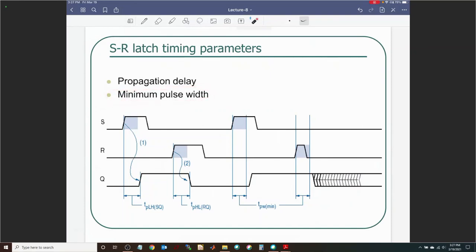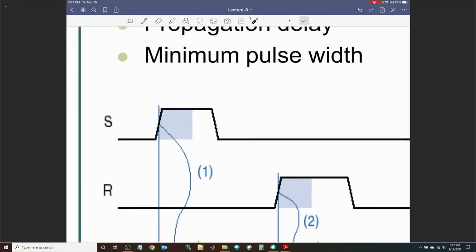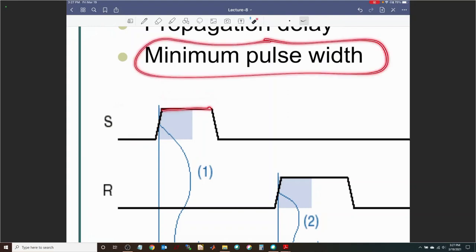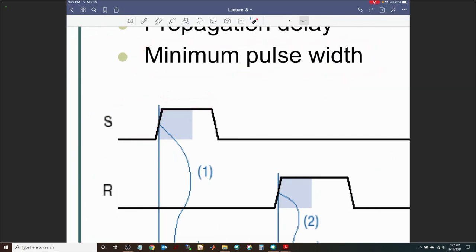So if you have a pulse, for example, over here, we have a pulse on the S input, right? It was 0 and then it jumped to 1, and this is your pulse width. If you do not follow the minimum pulse width requirement for an SR latch, meaning a minimum time for which the S input should be a 1 or the R input should be a 1, then you will end up in metastability.